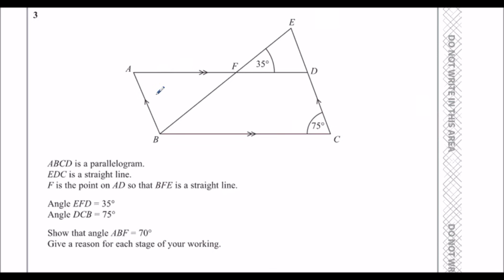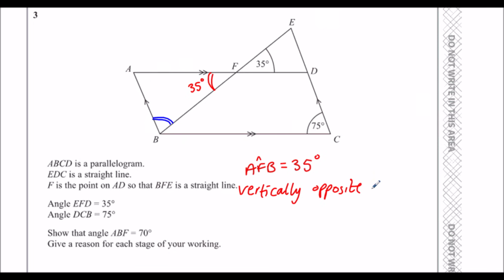Show that angle ABF is 70. So ABF, we need to show that this angle here is 70 degrees. And we've got to give a reason for each stage of our working. So we can say that angle AFB equals 35 degrees, and the reason is vertically opposite angles are equal.